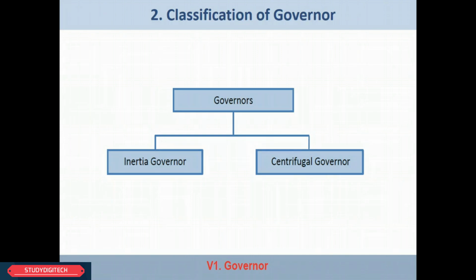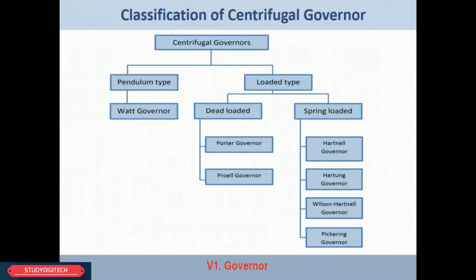Next, we are going to classify centrifugal governors. Centrifugal governors are mainly classified into two types: first is the pendulum type and second is the loaded type. Under the pendulum type, first is the Watt governor. Loaded types are again classified into two types: dead weight loaded and spring loaded. In dead weight loaded, they are classified as Porter governor or Proell governor, and under spring loaded, they are classified as Hartnell governor, Hartung governor, Wilson-Hartnell governor, and Pickering governor. We will understand centrifugal governors one by one.